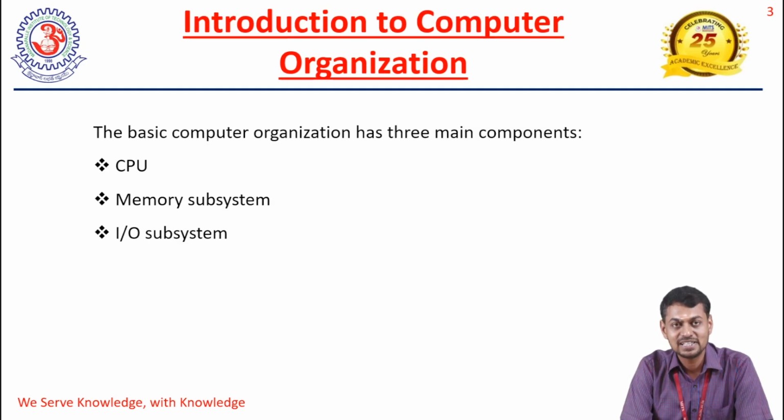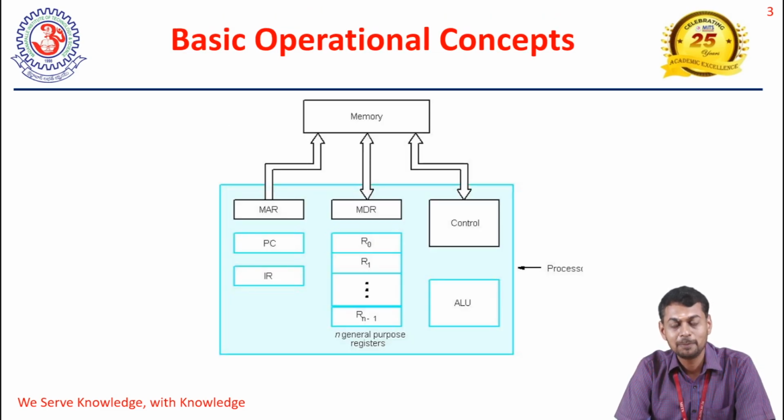As I have already said, the basic computer organization has three main components. One is called the CPU, that is the central processing unit, another is the memory subsystem, which is used for storing all kinds of data, and the third is the IO subsystem. That is, one is considered the input and the other the output. For any kind of system, we will be giving some input data and we will extract some output data. This is a very basic operation that is happening within all kinds of systems.